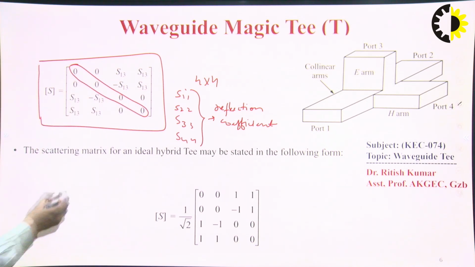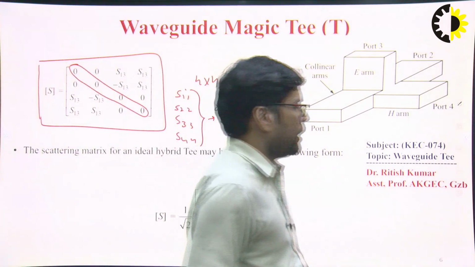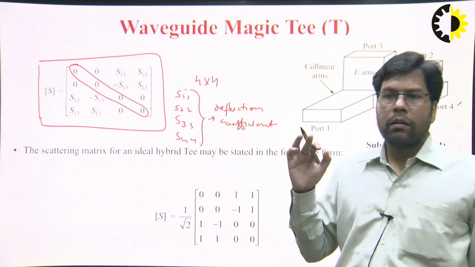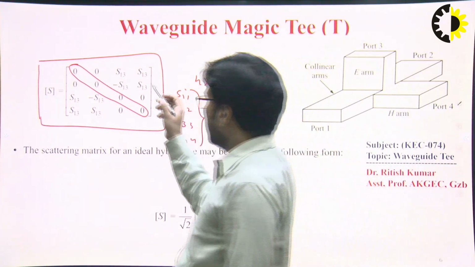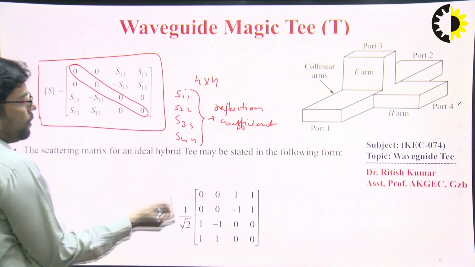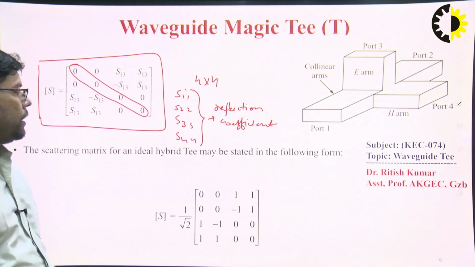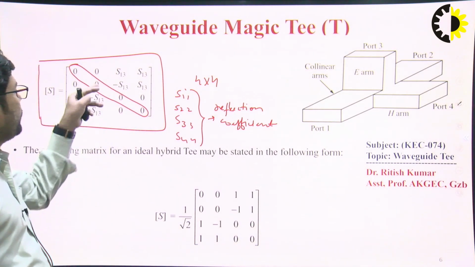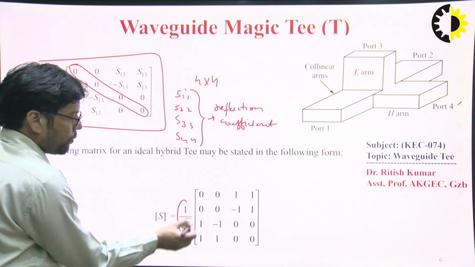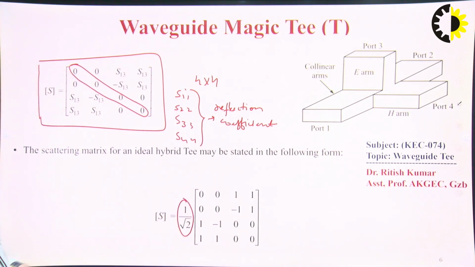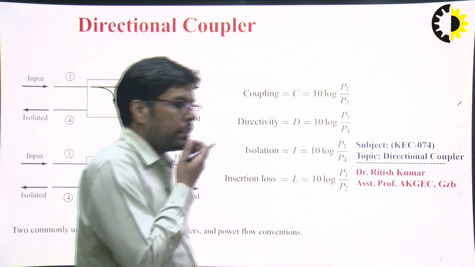So this is the scattering matrix, and you can clearly see, we know that E and H plane T work as a half power divider. That's why S13 has the value of 1 by root 2, and S23 also has the value of 1 by root 2. This is a half power point value, right? So that's why we call this a half power divider as well. I think this magic T is clear to all of you.